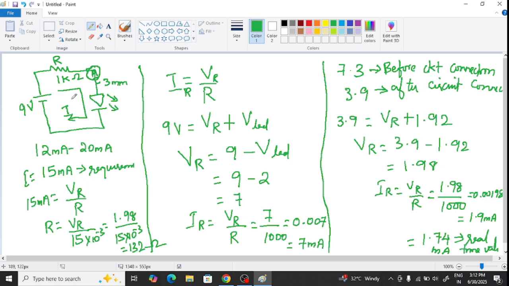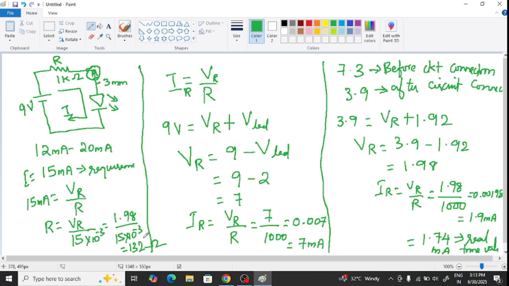So in any circuit, if you want your current or your range of current to flow through your LED, you have to change the resistance value. This is the method to calculate the resistance value. So you have to replace this 1 kilo ohm resistor with a 132 ohm resistor. If you don't find any 132 ohm resistor in your market, then you can go for any nearest value. Slightly your 15 milliamps will change, might be 15.5, whatever it is, but somehow the current should be more or less equal.